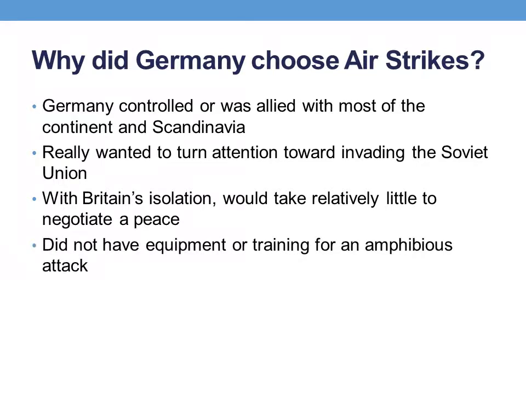Germany did not have equipment or training for an amphibious attack. Amphibious would mean a combination of land and sea attack. And so they hadn't developed that ability yet. They didn't have necessarily people trained to do this, whereas the Air Force was well trained. Essentially, they didn't have a Marine detachment of their military. And so essentially air was the only way they could go.